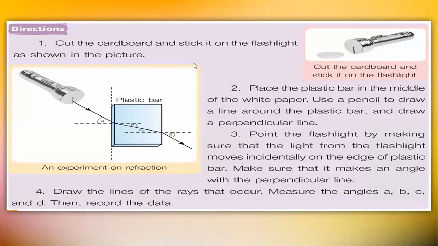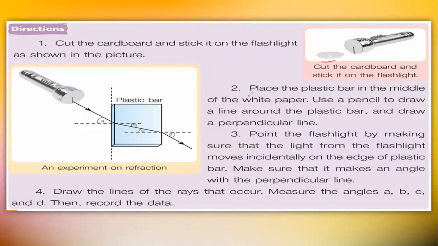Now we have to follow these directions. First, we have to cut the cardboard and stick it on the flashlight as shown in the picture. Here we can see we already have the flashlight, and we are going to take a cardboard. We are going to cut the cardboard right here, in a straight line, as you can see. So we have a flashlight and a cardboard, and we are going to cut that cardboard here.